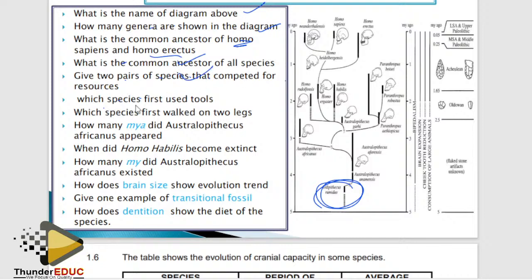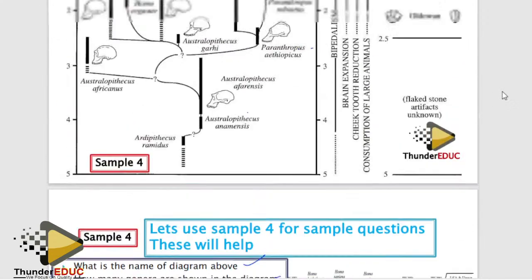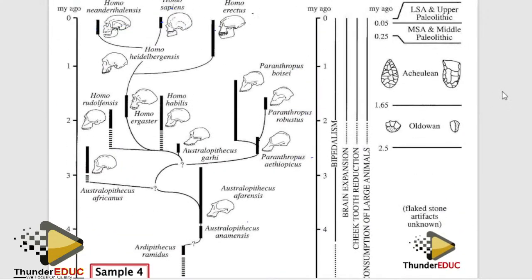Okay. Which species first used tools? Guys, this question depends on the question they have asked you. The species which first used tools is Homo habilis. But if they give you a diagram and show you the tools, where are the tools? The tools are here. So it's 2.5 million years.